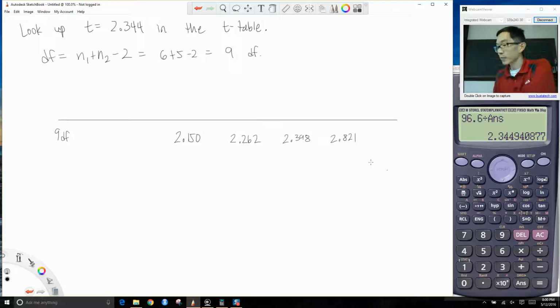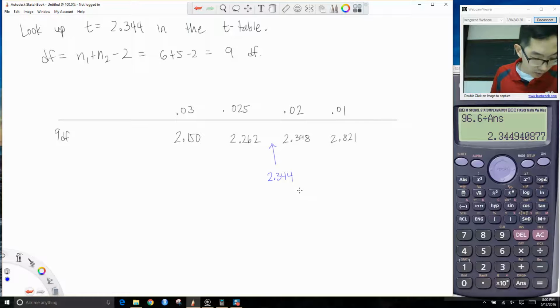Okay. And let's see, these correspond to 0.03, 0.025, 0.02, and 0.01. Okay. So our value of 2.344 is in between there and there. If we use 9 degrees of freedom, and maybe we shouldn't, I don't know, then what this says is the upper tail probability.